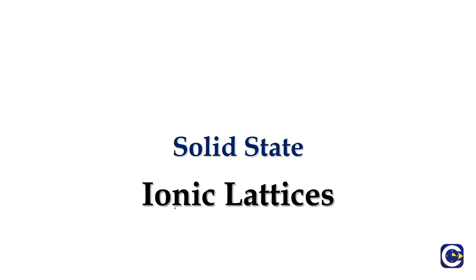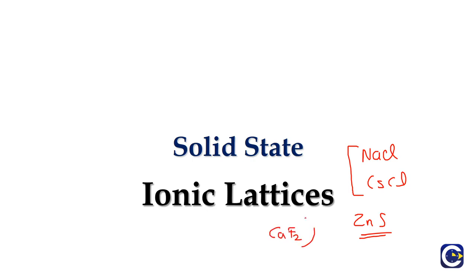Hello everyone. In this video we look at the types of ionic lattices and we'll discuss in a little bit of detail the two important ionic lattice types. One is the rock salt structure, which is the sodium chloride structure, and the other one is the cesium chloride structure. We also take a look at some of the other prominent types of ionic lattices, which are the zinc blende structure or ZnS structure, and the fluorite structure, calcium fluoride.